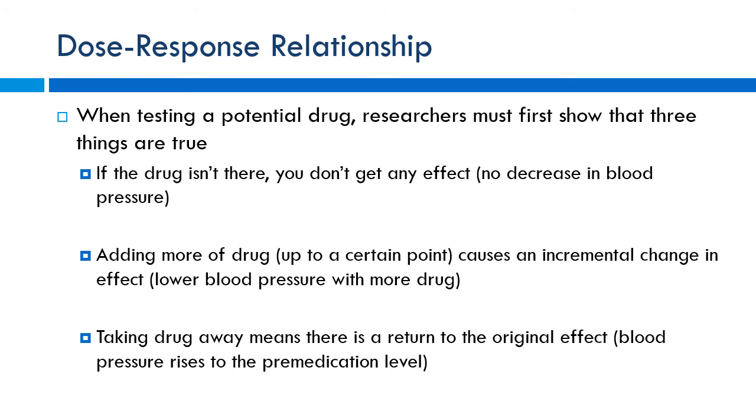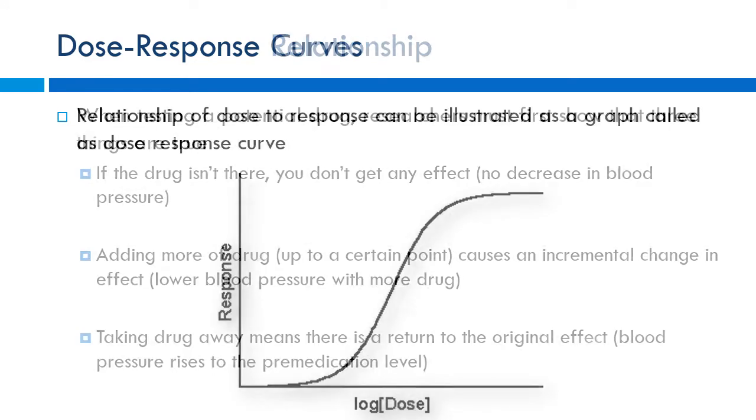The other thing is that when they add more drug, you should expect to see more effect. If I give more drug, I should see more blood pressure lowering, right? And then if I take the drug away, what should happen? You go back to baseline, right? So if I stop giving them that drug, their blood pressure should come back up to whatever the baseline was beforehand, okay? So that shows that when I give the drug, it's actually doing something. When I take it away, it's not doing anything at all, which makes sense.